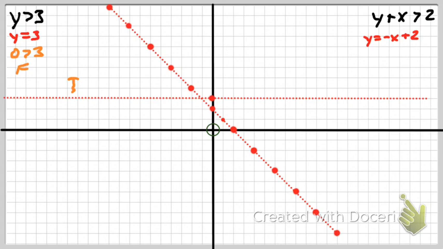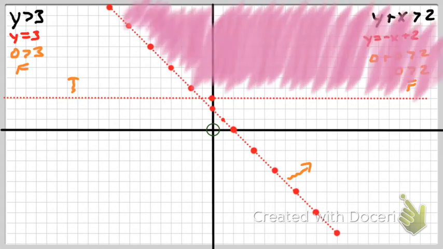Testing 0, 0 for the line on the right, we get 0 is greater than 2. 0 bigger than 2? No. So 0, 0 is a bad point, so we shade away from it. So we're shading above the line, away from 0, 0. So our final shade, right, is above both lines, which is that area right there.